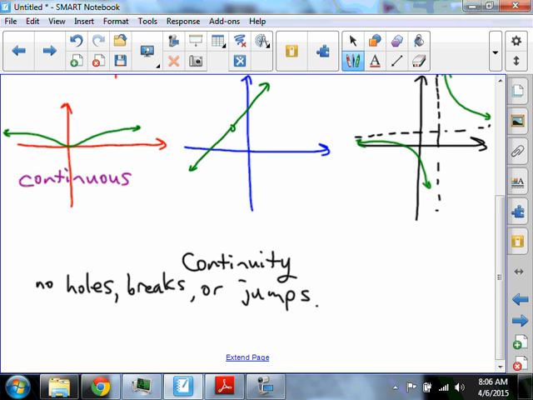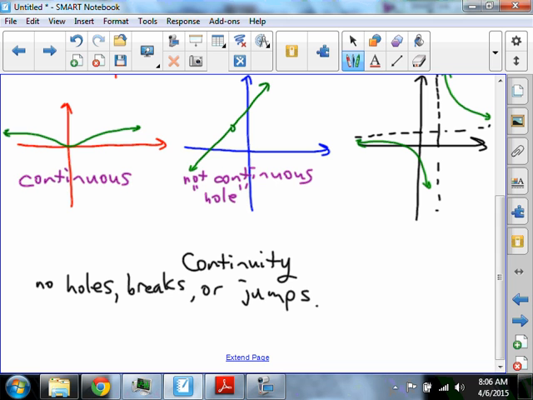The next graph has a hole in it. It's not continuous. It has a hole in it, and that hole has a special name, and we're going to talk about that in a minute.